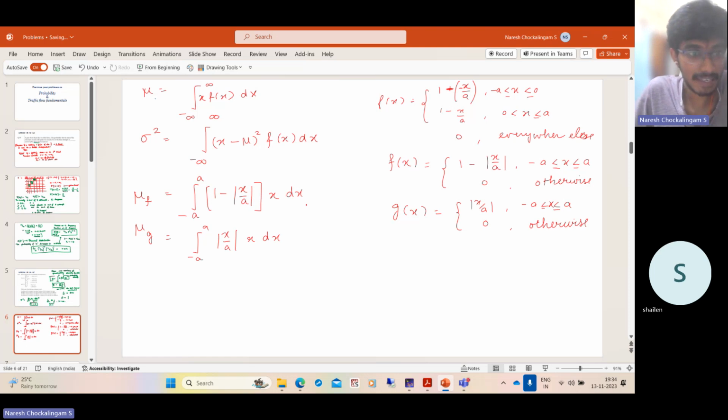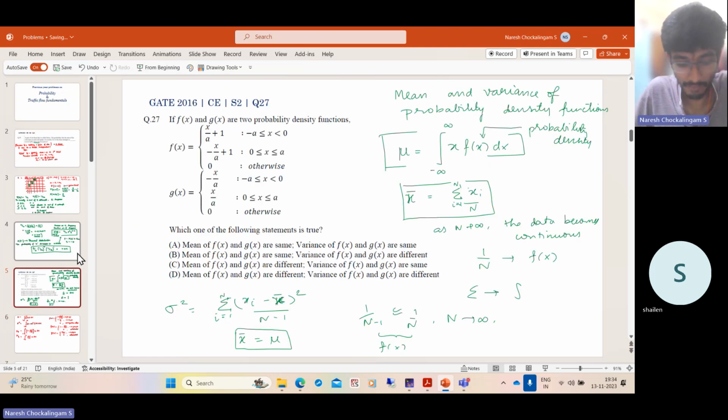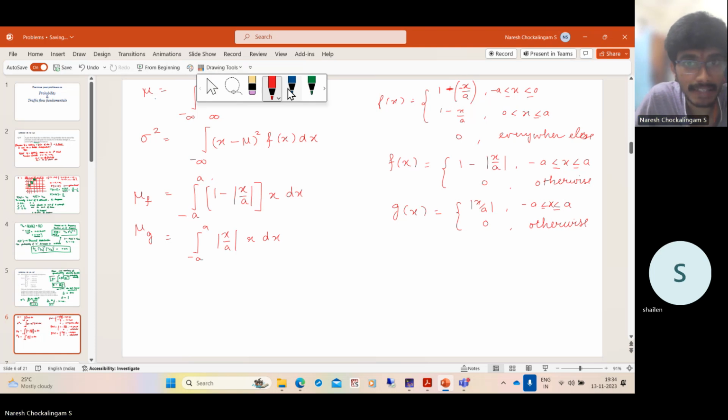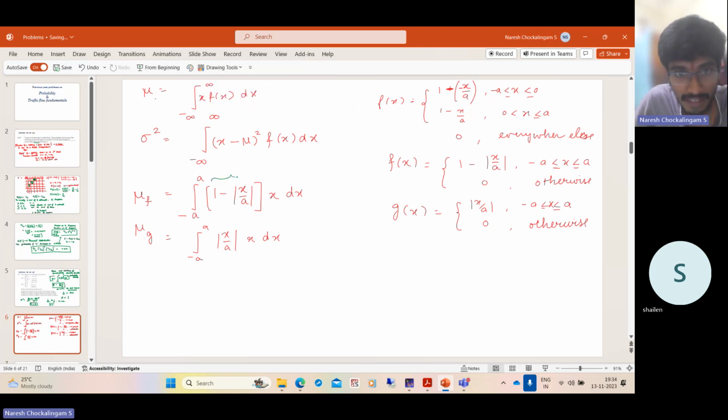So the question doesn't ask us to calculate the values of the mean and the variance. You just need to state whether the following statements are true or false. So the means of f of x and g of x are the same. Is that true? Let us see. You know that mod is an even function. So whatever is inside the brackets is an even function, and this x is an odd function. So the product of an odd function and an even function is an odd function.